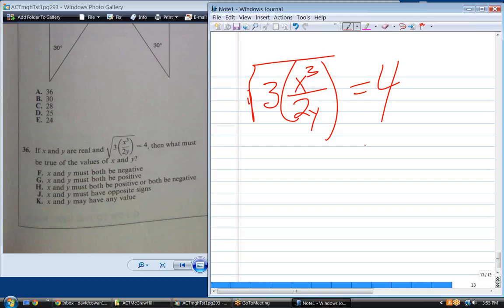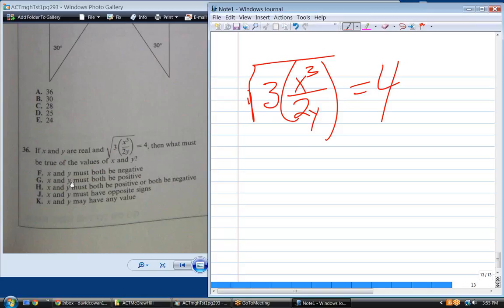Why is that incorrect? Because when you square root a number, you can't get negative. That's true, but if x was negative and you cube it, it'll stay negative. And if you divide a negative by a negative, you'll get a positive. So x and y could be negative, both of them. Okay. F is still not the correct answer.